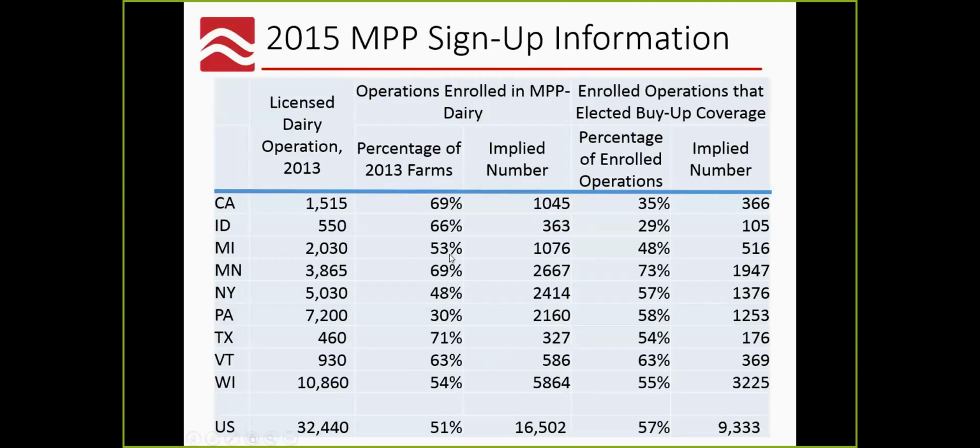Here's what the sign-up was for 2015. Michigan, 53% of the herds. U.S., 51%. You can see California, 70% roughly of the herds. Idaho, 66. Texas, 71. So the South and the West signed up more of the herds than we did in the upper Midwest or the Northeast. In general, Minnesota was higher.